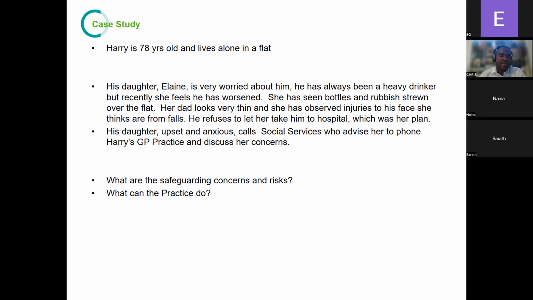So Harry is the service user. Elaine, yes, is his daughter. She mentioned that he's alone, and seeing his condition, that he was already a heavy drinker. So I don't think it can be a case of physical abuse. It could be something that he's going through mentally, and then he could have hurt himself.